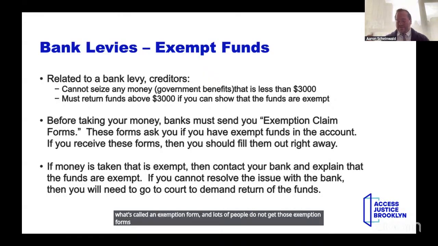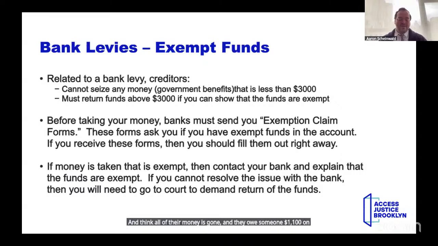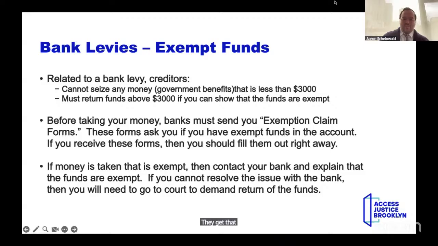So they just walk into their bank or pull up their account information on their phone or a computer one day and see a negative balance and think all of their money is gone and they owe someone $1,100 on top of that, when that's really not what happened. But in terms of the statutory amounts, that's the amount. Before that happens, there are two things that are supposed to occur. A bank has to send you an exemption form. They get that exemption claim form from the judgment creditor.